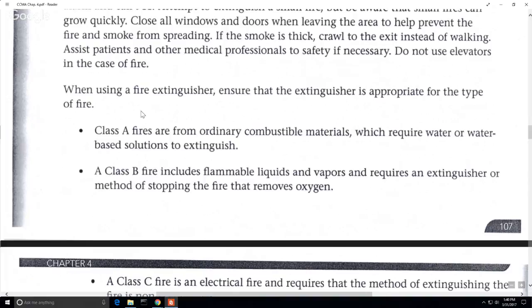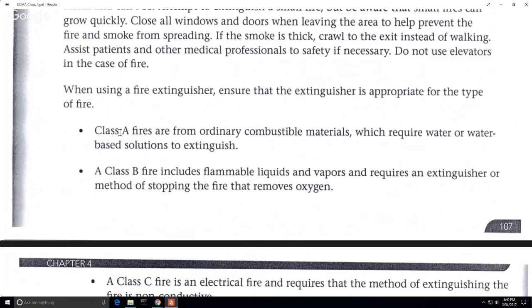When using a fire extinguisher, ensure that the extinguisher is appropriate for the type of fire. We have so many different types of fires, and we have a different fire extinguisher for each fire. So you make sure that you are using the right one. Otherwise, instead of putting the fire down, it's going to escalate and make it more.